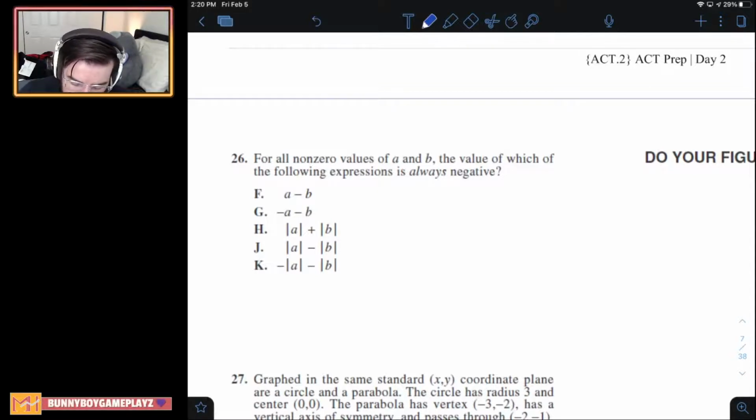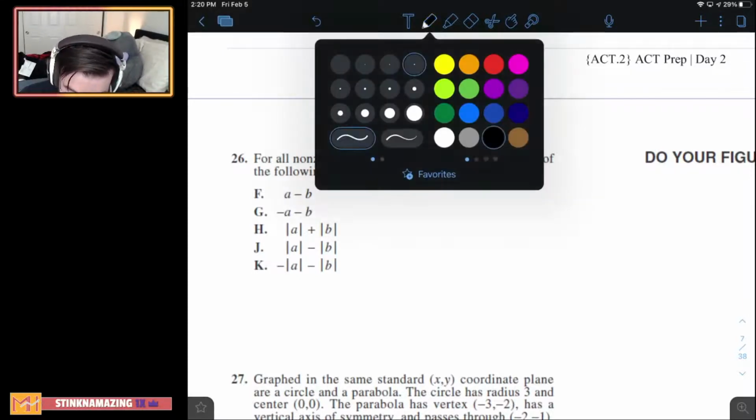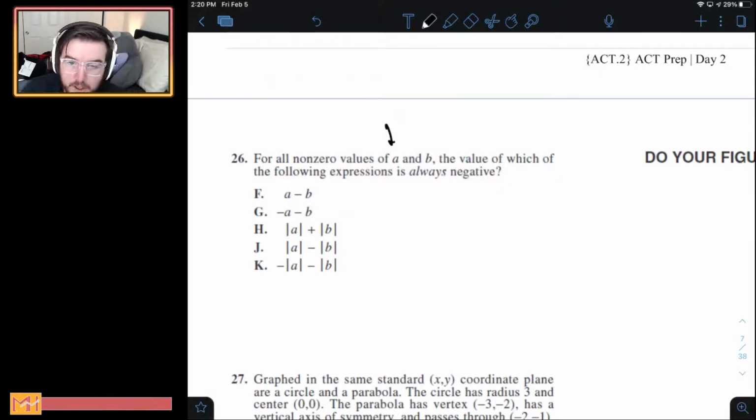For all non-zero values of a and b, the value of which of the following expressions is always negative? For all non-zero, so we don't know whether a is positive or negative. We don't know whether b is positive or negative. We just know that it's not zero. So the question is, is the answer to this always going to be negative?